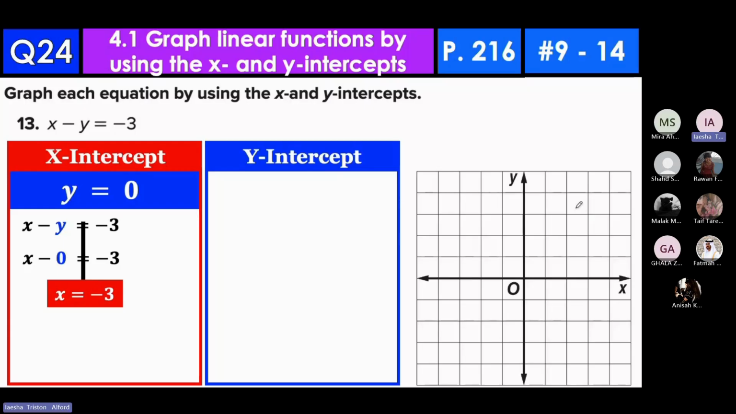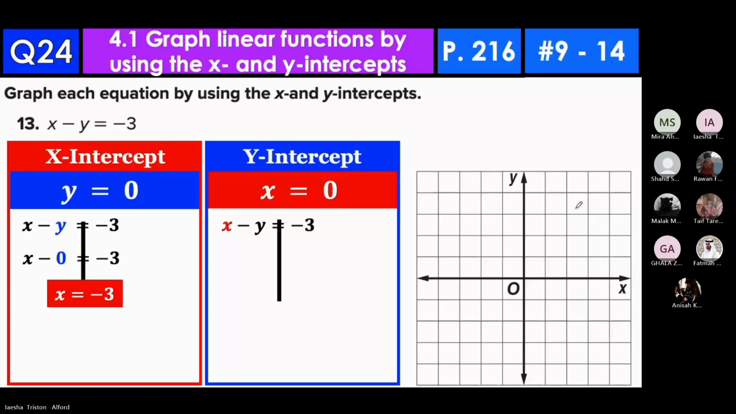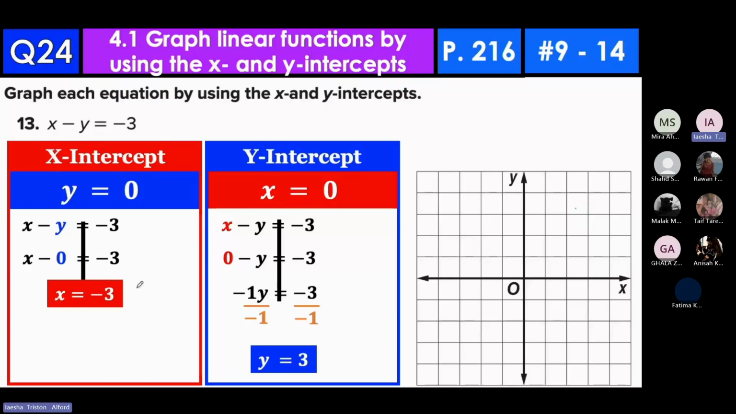Do the y-intercept. So x should be what? 0. Write the equation. Do not put x, put 0. 0 subtract y is negative 1y. Still the same, it's negative 1y. Divide negative 1 both sides. You get y is equal to positive 3.